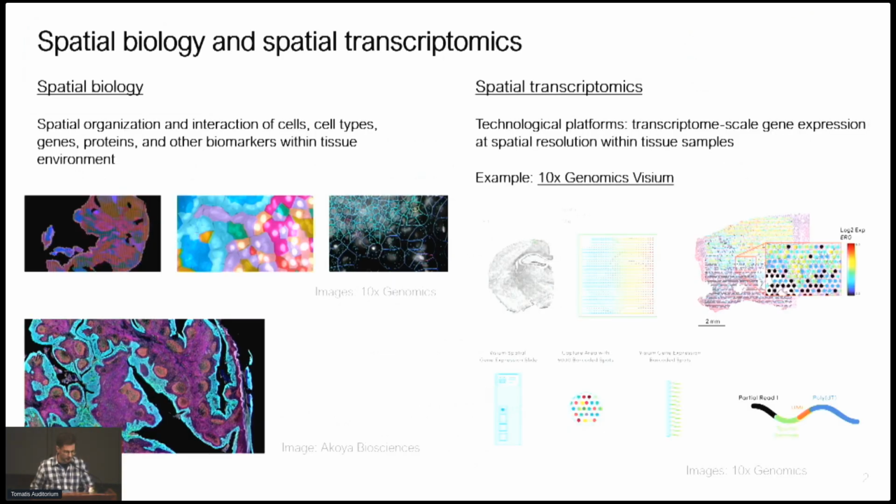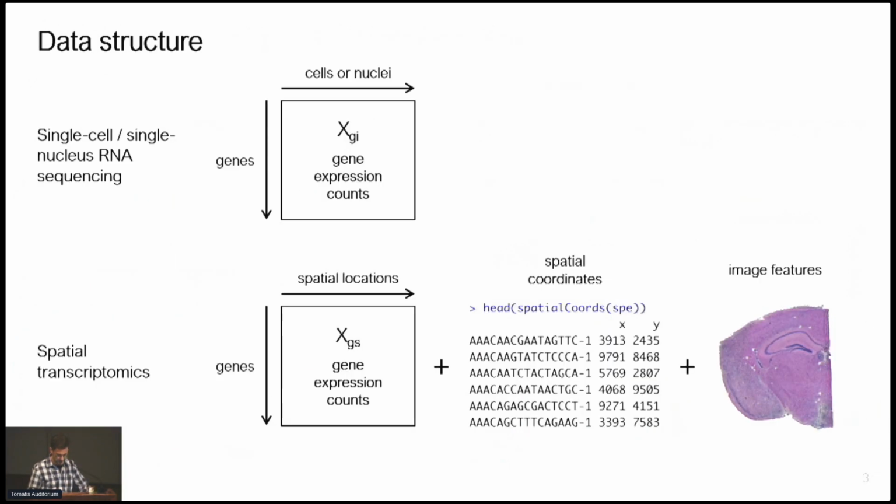So spatial transcriptomics again. We're measuring transcriptome-scale gene expression. In this work, we're mainly focusing on Visium data right now. That's a spot-based technology where we're measuring at a grid of spatial locations. Our data looks like this: gene by spatial location gene expression count tables. And in spatial transcriptomics, we also have the spatial coordinates to work with, and possibly image features, depending on what we've captured.